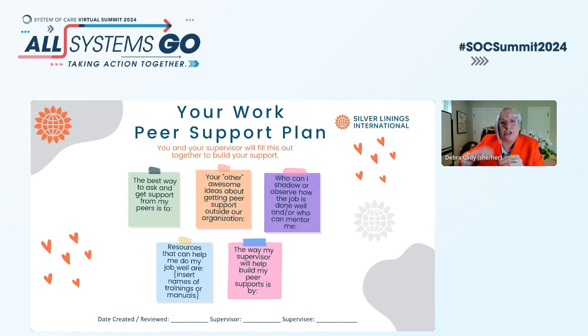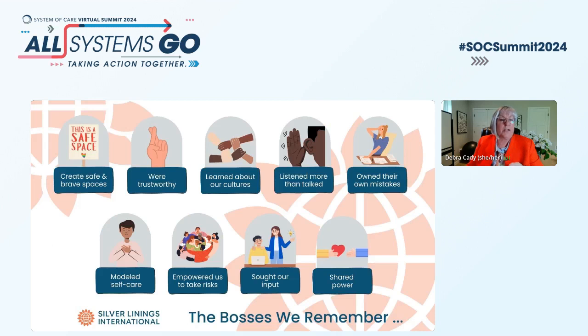You're intentionally normalizing that this is a part of being on this team, that we support each other. And this is the way my supervisor will help me build my peer supports. Especially if you're new, having a new job is just terrible. It's like, who is who, and how can you ease that entry into making authentic connection that doesn't feel so weird. So here we go. And you can download this. It's just a reminder.